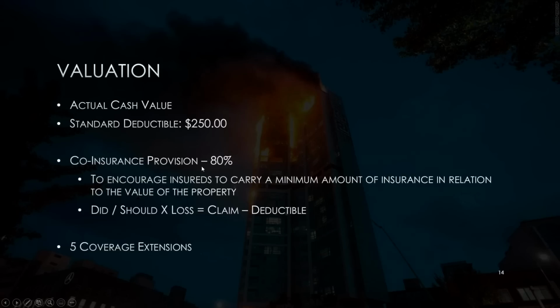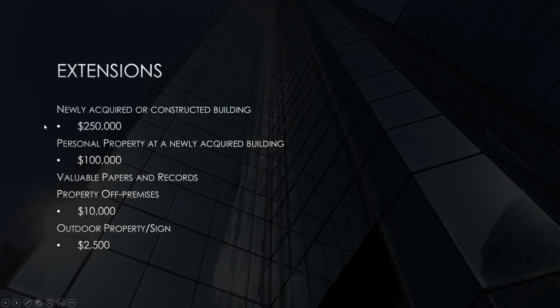Another great thing about having 80% of coverage to the value of the building is you get 5 coverage extensions for free. Okay? We're going to get into that. So that's kind of cool. Now, the difference between an extension and an endorsement: extensions are free if you have 80% of coverage, right? Endorsements are an additional charge. Just so you know. So let's get into that.